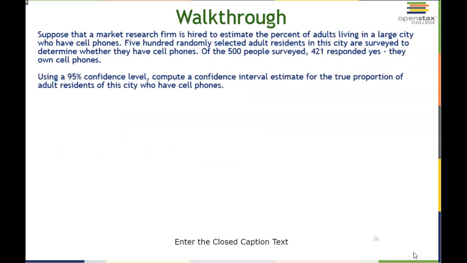Let's do a thorough walkthrough. Suppose that a market research firm is hired to estimate the percent of adults living in a large city who have cell phones. 500 randomly selected adults, residents in the city, are surveyed to determine whether they have a cell phone. Of the 500 people surveyed, 421 responded yes, they own cell phones. Using a 95% confidence level, let's compute the confidence interval estimate for the true proportion of all adult residents of the city who have a cell phone.